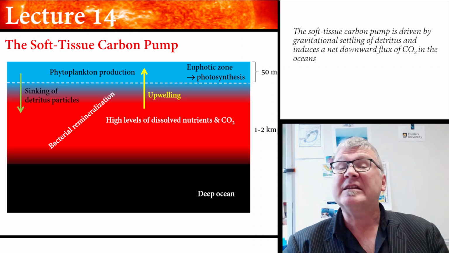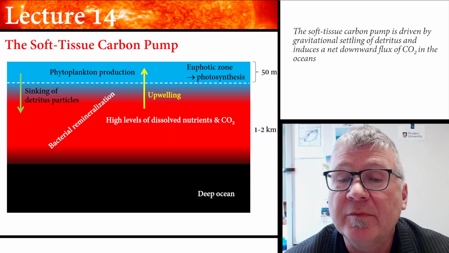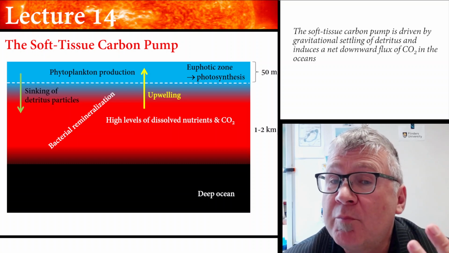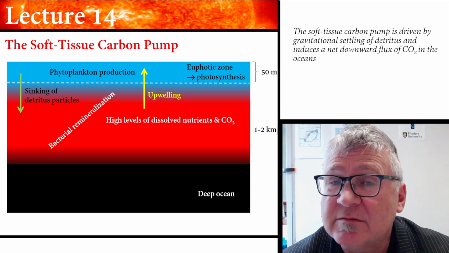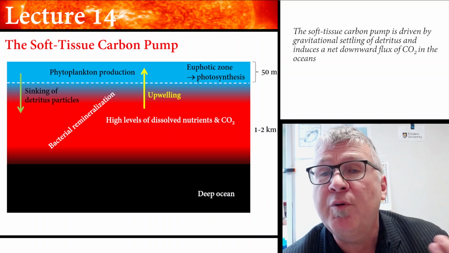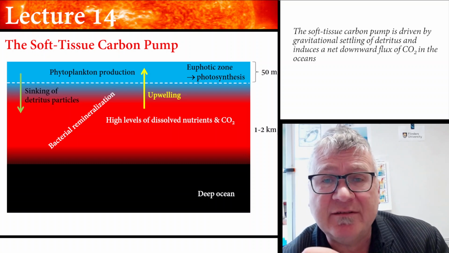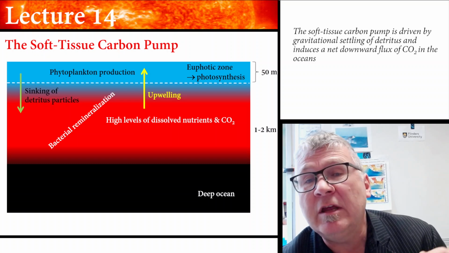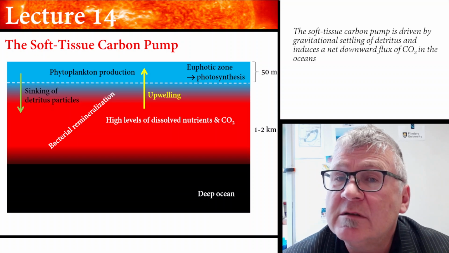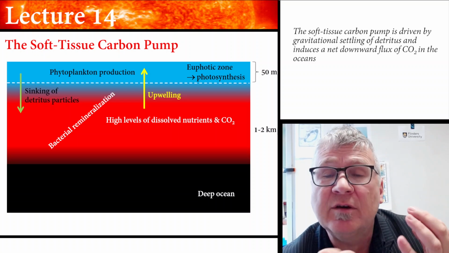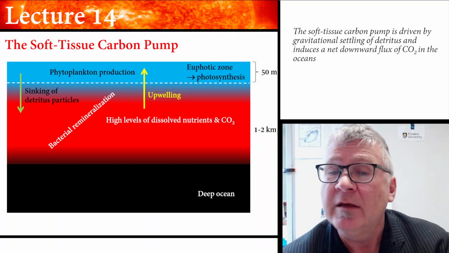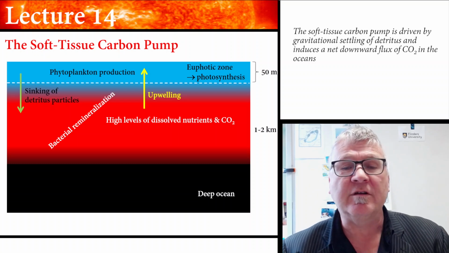Okay, it's an explanation of the soft tissue carbon pump. How does it work in the ocean? And there are a number of important features that you need to understand. The first important feature is that light doesn't penetrate deep into the oceans, only by something like 50 meters. So the photosynthesis that you can have in the ocean is limited to 50-meter depth. And this is what we call the euphotic zone.